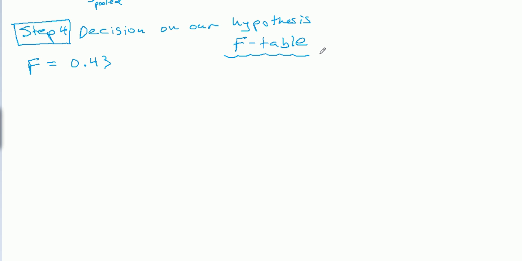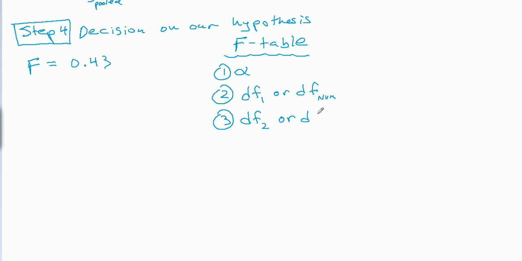requires 3 things from us. 1, our level of significance. 2, a numerator degrees of freedom. DF stands for degrees of freedom, so we'll call this DF1 or DF numerator. And a denominator degrees of freedom, sometimes called DF2 or DF denominator. So we need these 3 things.